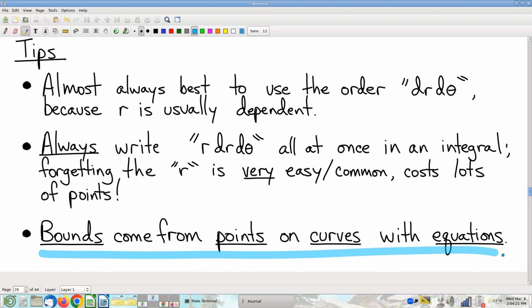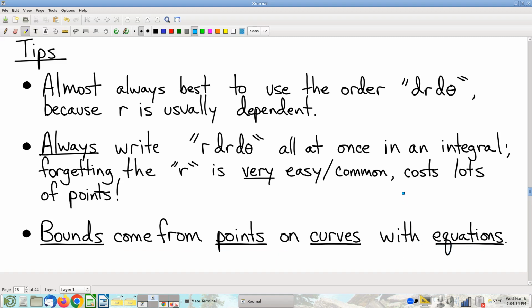Lastly, we have the same sort of strategy for how to identify bounds. Just understand that they come from certain points that you can identify as being on certain curves, which you can understand with certain equations, which you can then solve for the bounds you're interested in. Just like with everything else we've ever done.